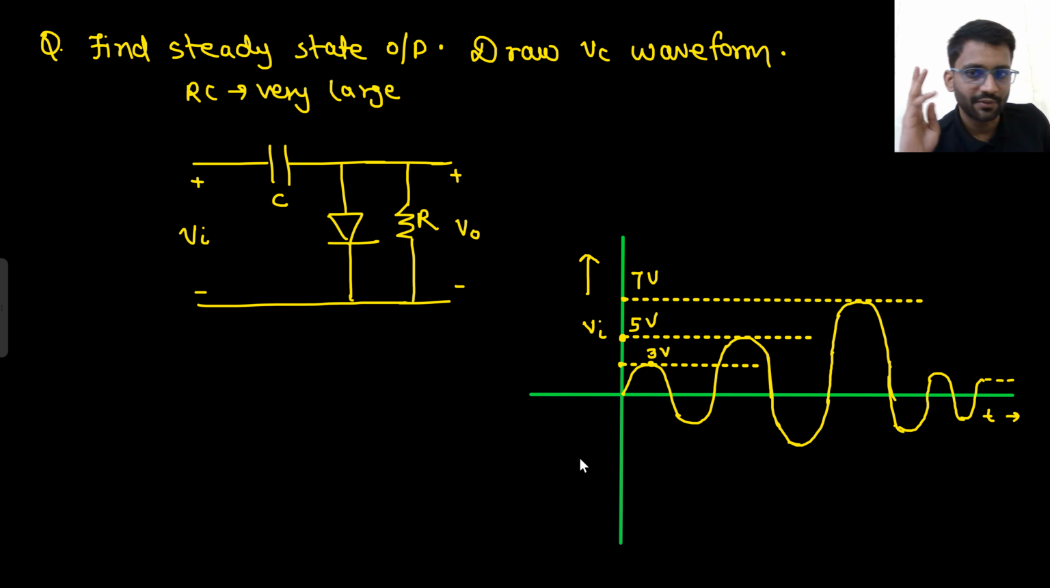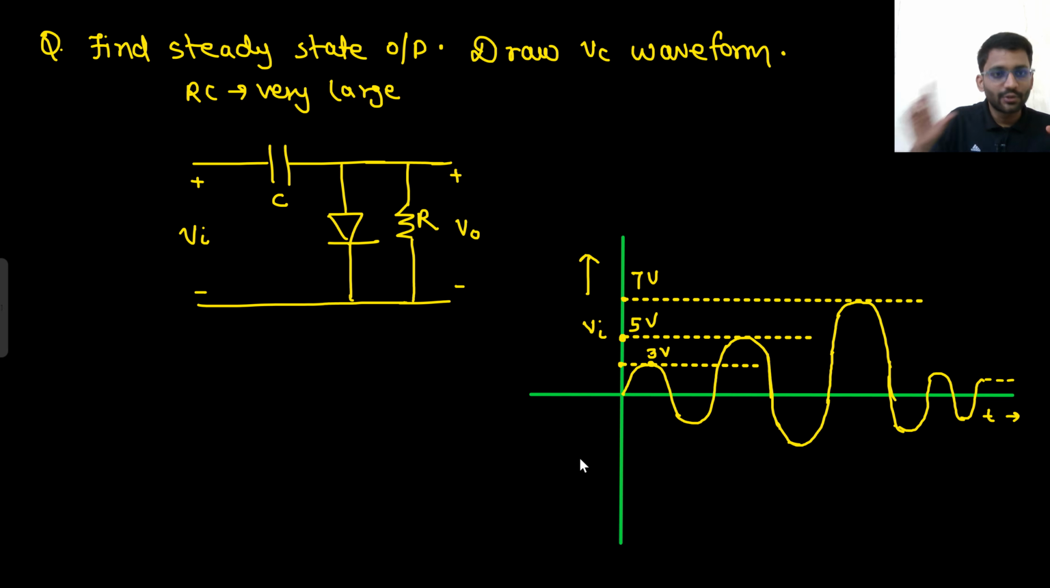There are 4 options. V out equals V in, no. V out equals V in minus 3 volt, wrong. V out equals V in minus 5 volt, wrong. V out equals V in minus 7 volt, correct. Okay, so output voltage will be V out equals V in minus 7 volt.